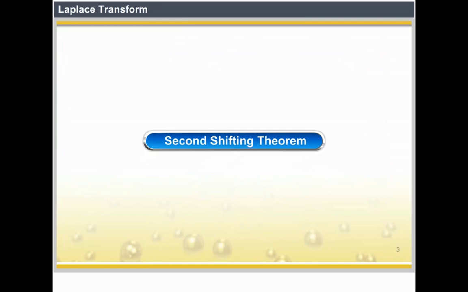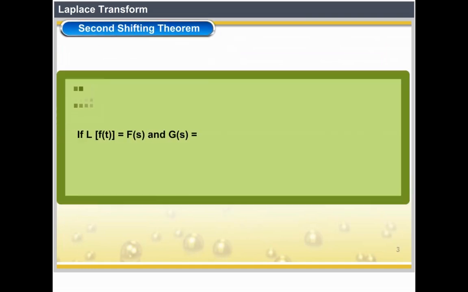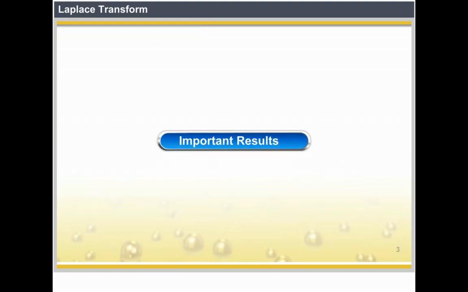Second shifting theorem. If L of f of t equal to capital F of s and g of t equal to, that means capital G of t equal to f of t minus a, where t greater than a, 0 for t less than a, then L of capital G of t equal to e power minus as into capital F of s. Important results.